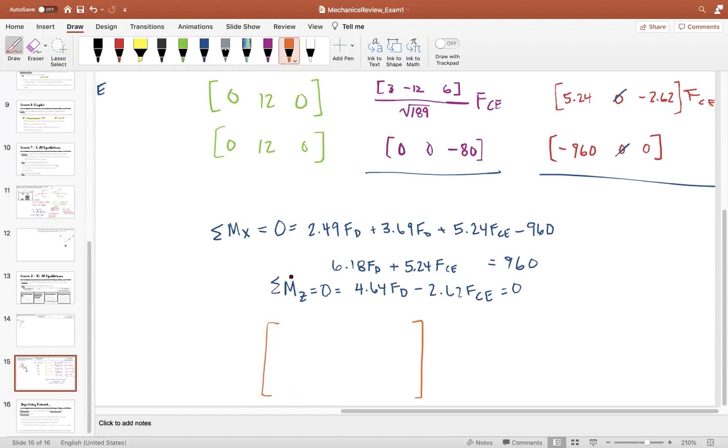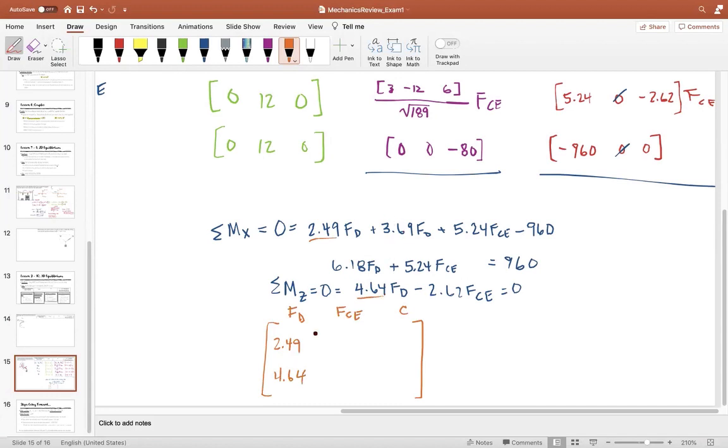So then what I'm essentially going to do is write a vector that resembles these equations, but without any of the variables in them, right? And then that's going to be my constants, right? So everything in the first column is going to be the coefficients in front of FD. So the first one is going to be 2.49, and the second one is going to be 4.64. Everyone see where those numbers came from? That's just here and here.